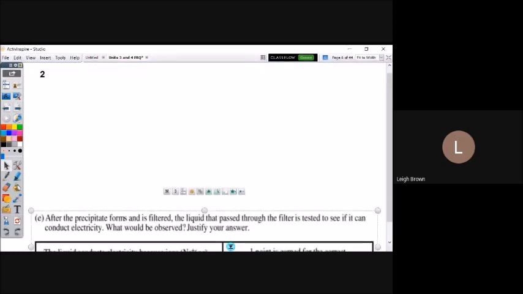Okay, after the precipitate forms and is filtered, the liquid that passed through the filter is tested to see if it can conduct electricity. Okay, another word for this liquid, which students really should know, but they didn't use, is called the filtrate. The liquid that goes through the filter paper is called the filtrate. Okay, so they're asking a very specific quality about the liquid that went through the filter paper. Will it conduct electricity? So what do we think? And what's the purpose of using the filter paper? We're trying to filter out the precipitate.